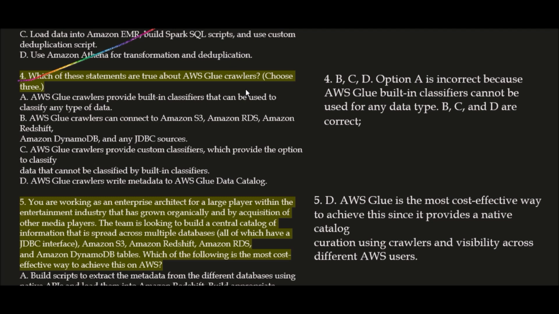Here option B, option C, and option D, these three are true and correct regarding AWS Glue crawlers. And option A is incorrect because AWS Glue built-in classifiers can't be used for any data type. Okay guys, I hope it's clear.